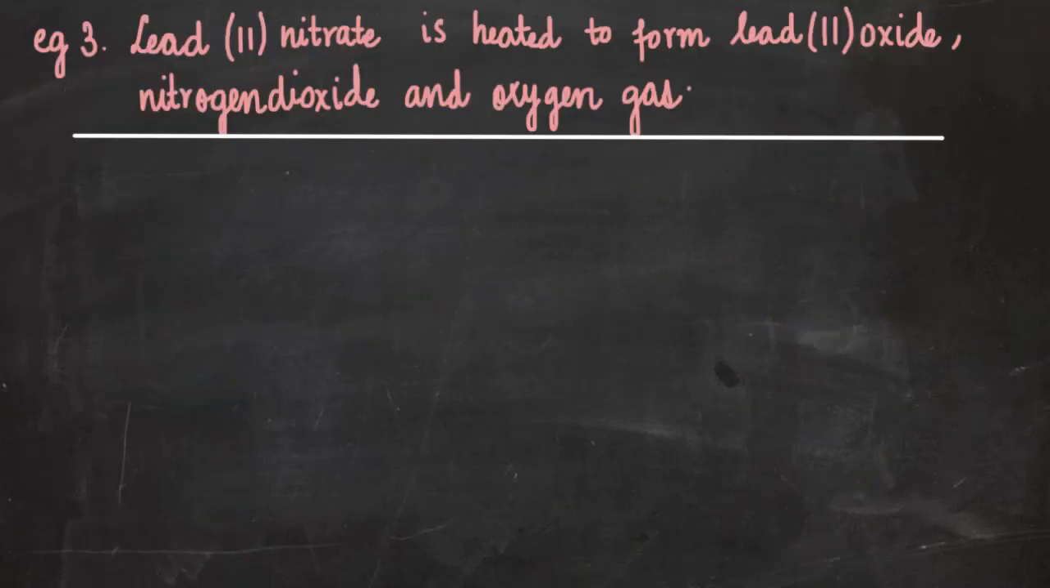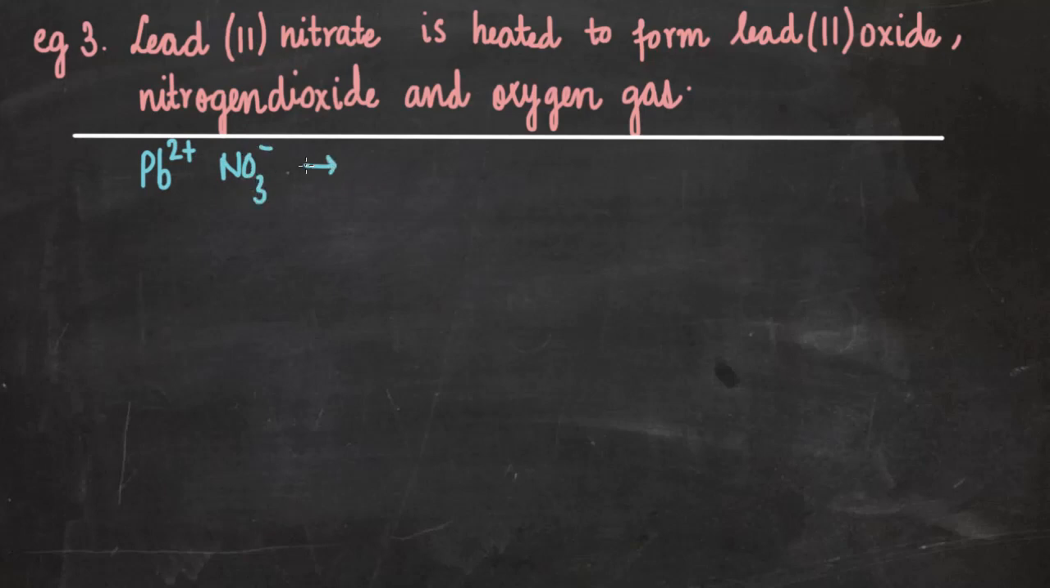In the third example, lead nitrate is being heated to form lead oxide, nitrogen dioxide and oxygen gas. So again we are using heat for the reaction, which suggests that it is again going to be an endothermic reaction. Let's try to write the equation now. So first of all, we'll write the formula of lead nitrate. So lead is 2, so Pb2+, nitrate is NO3-.